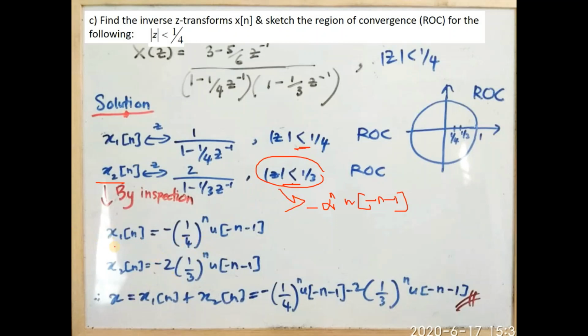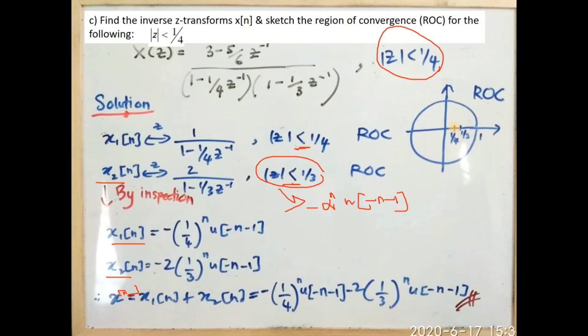So that's why our x1 value you get minus alpha, what is alpha? 1 over 4, to the n u[-n-1], and x2 you get minus 2 times (1/3)^n u[-n-1]. So you get x[n] is x1[n] plus x2[n]. Final answer, you get this answer. Okay, so this one is for |z| less than 1 over 4.